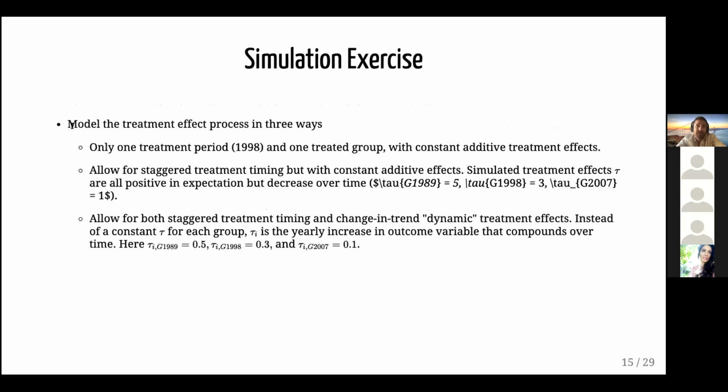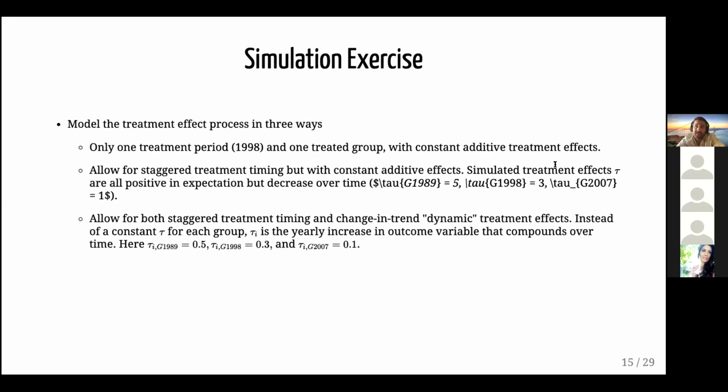I'm going to model this treatment effect process in 3 ways. In one, there's only one treatment period. This is similar to the Card-Krueger paper. There's just one time in which one of the groups is treated and the other 2 stay constant. It's just a constant level shift, like Nathan pointed out, not a trend shift. In the second simulation, we're going to allow for staggered treatment timing, but with a constant additive effect. This will look like the graph from the Goodman-Bacon paper.